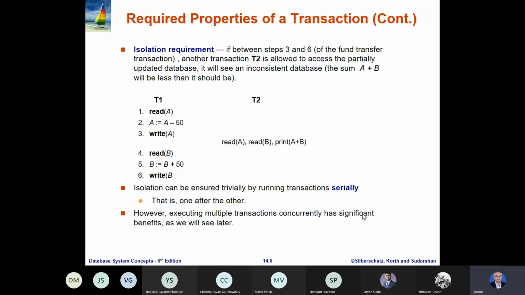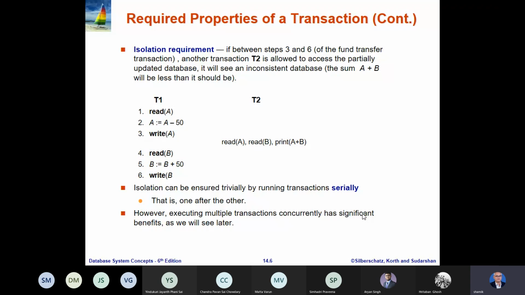Trivially, if you always allow transactions to be executed serially, then isolation is guaranteed. But that makes no sense, because we know that concurrent support for program execution is indeed important for various reasons, like the average waiting time and all those things. We study those concepts in operating systems.